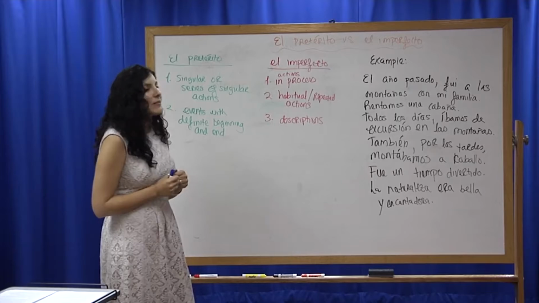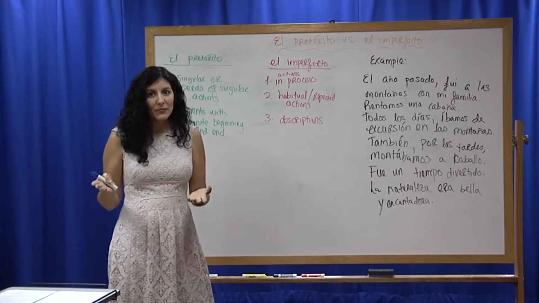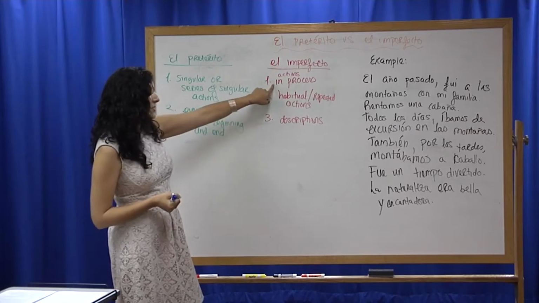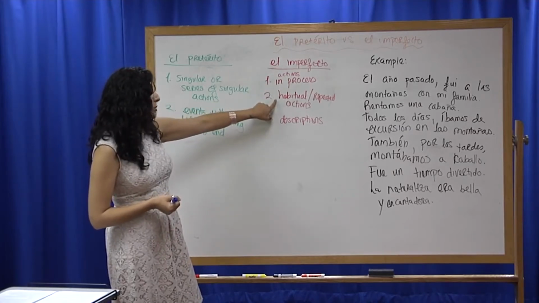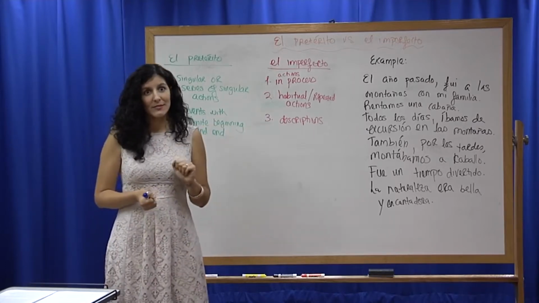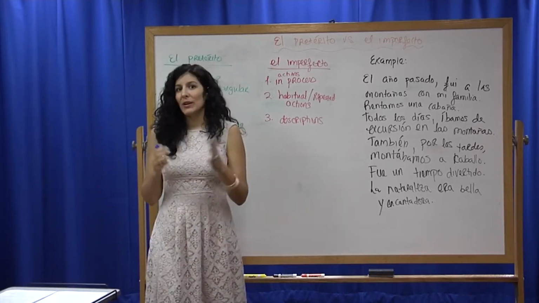So if I want to think about then scenarios that I would use the imperfect for, what would I use the imperfect for? I would use the imperfect for actions that are in process, habitual or repeated actions that occurred in the past, and also for descriptions. So what do I mean when I say those things?